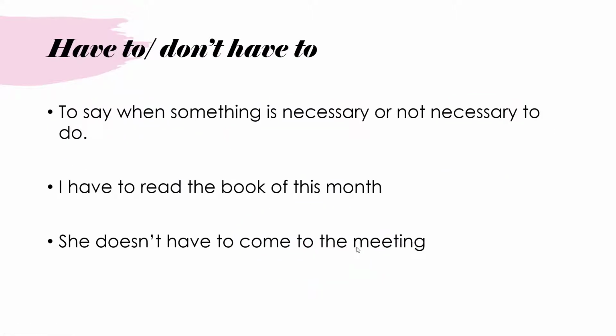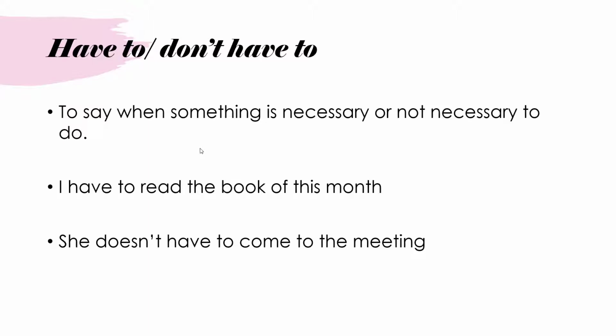Let's start with the use of have to and don't have to. We're going to use have to or don't have to say when something is necessary or not necessary to do. Okay? Remember that you have to pay attention with the third person singular, he, she, and it, because with he, she, and it, we're not going to use have to, but has to, and we're not going to use don't have to, but doesn't have to. Okay, that's really important.